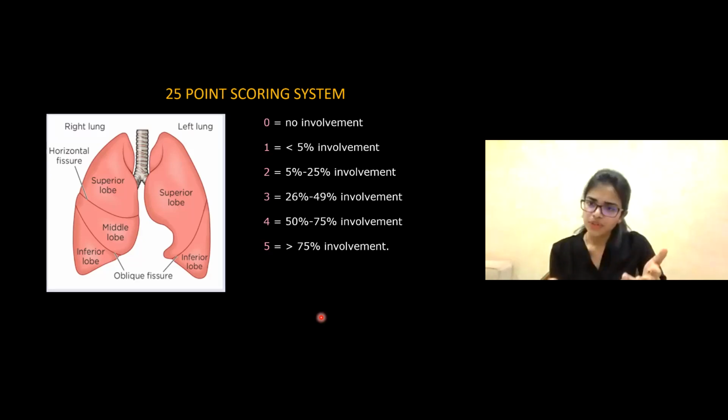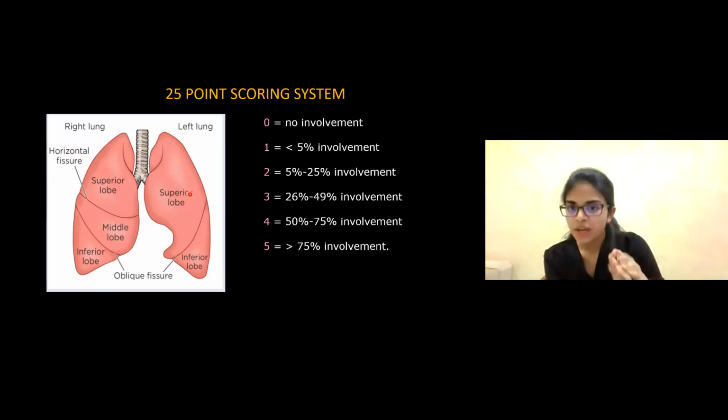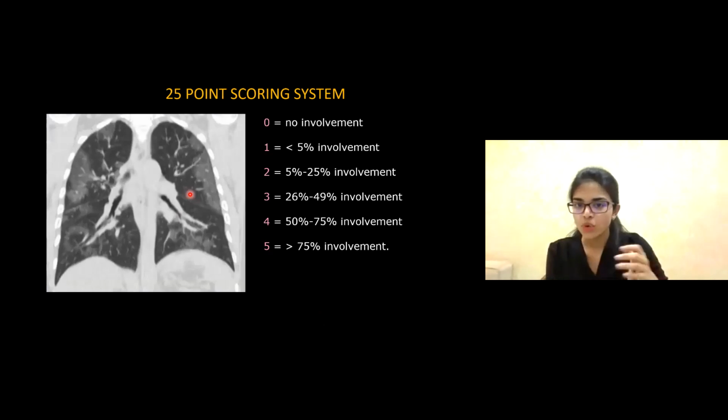There are a number of different severity scorings in use, but the most commonly used scoring system is the 25-point scoring system. Here, the lungs are divided into lobes. The right lung is divided into 3 lobes, and the left lung is divided into 2 lobes. Depending upon the percentage of involvement in each lobe, we give it a score. If it is less than 5% involvement, we give it a score of 1. 5 to 25%, a score of 2. 26 to 49%, a score of 3. 50 to 75%, a score of 4, and more than 75% is going to be 5.